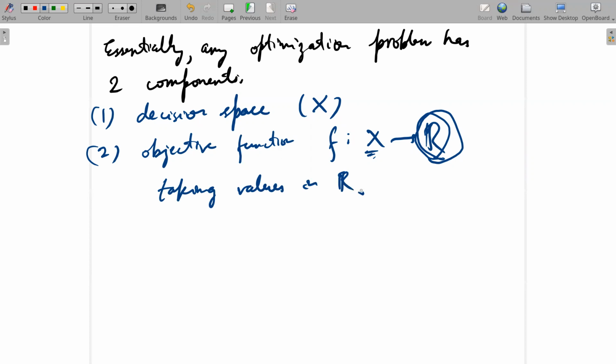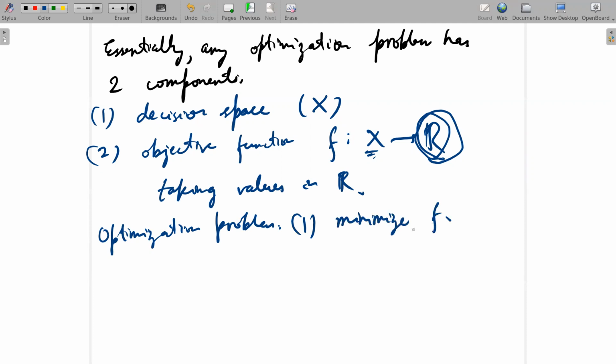So these are the two things. And what does an optimization problem look like? Essentially you have to maximize or minimize f on this decision space. I'll just write minimize f, but for maximize, if your codomain is R, you can always talk about maximizing minus f. So minimizing f, the general nature of the problem will be the same as maximizing minus f.